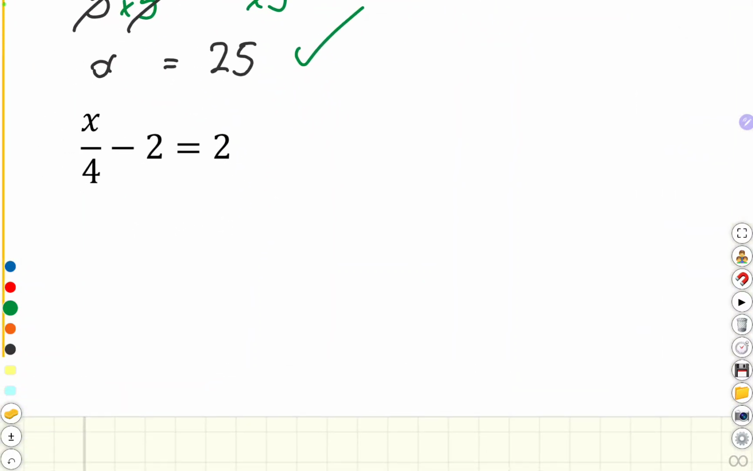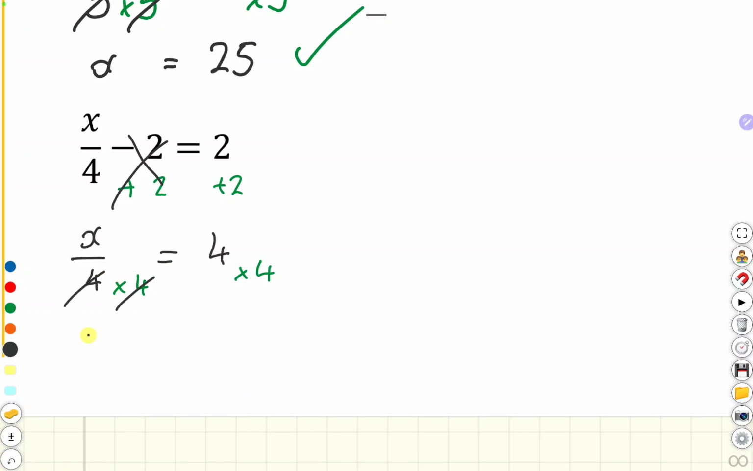The first thing I get rid of is the minus 2. So I plus 2 to both sides. And then that's going to result in the plus 2 and the minus 2 cancelling each other out. So now I've got x over 4 equals 4. We multiply both sides now by 4, look. That means that the 4's cancel. So x equals 4 times 4 is 16.